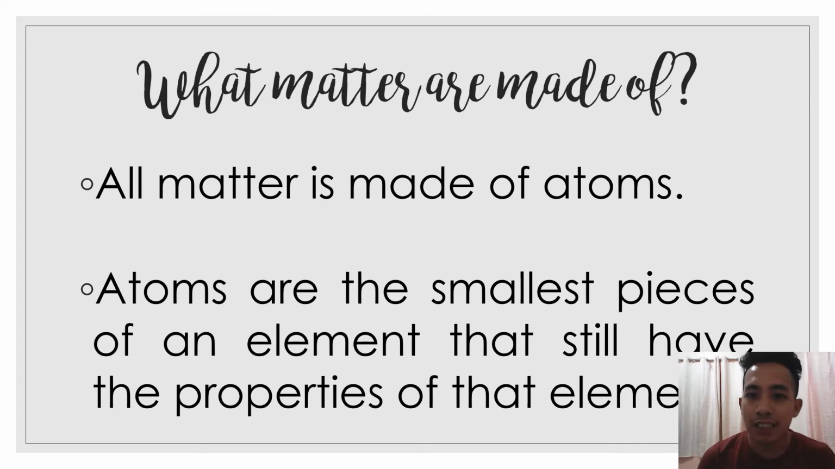If you could cut that aluminum into pieces that are too small to see with your eyes or even with a good microscope, it would still be aluminum. So that is an element. Elements are made out of only one kind of atom. Elements are called pure substances.